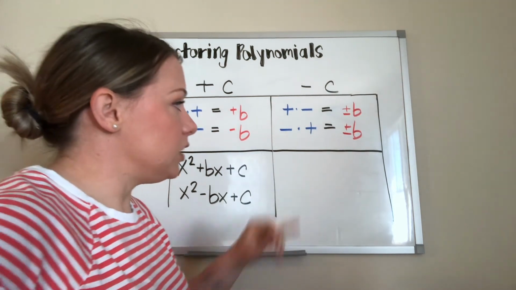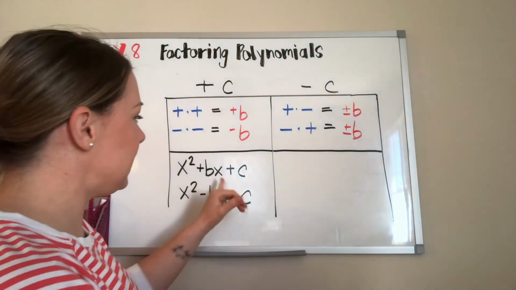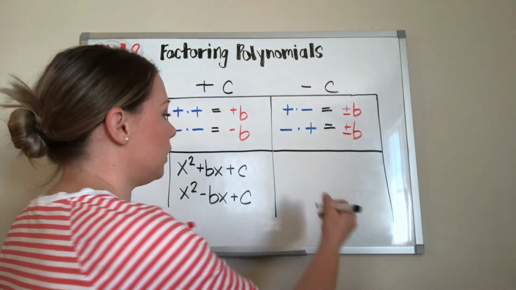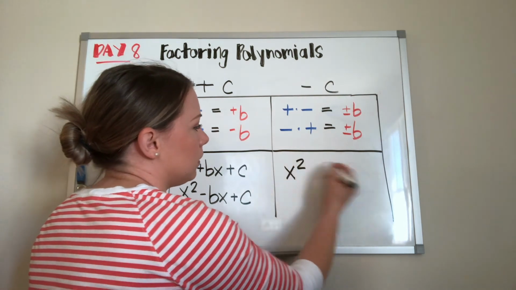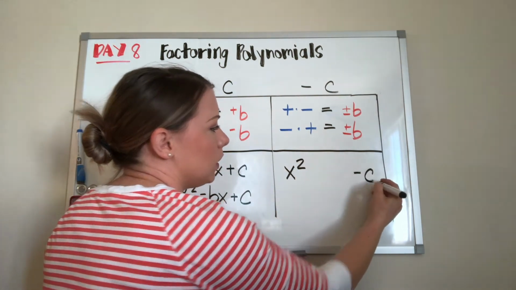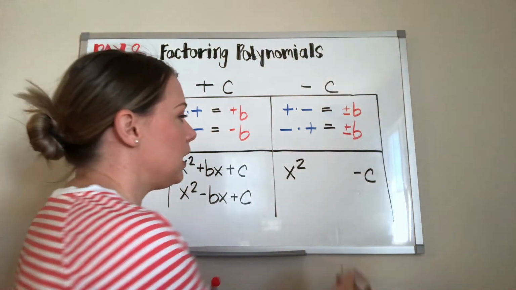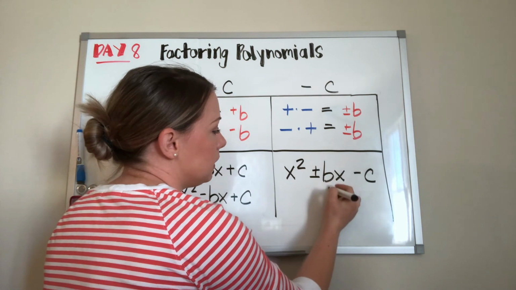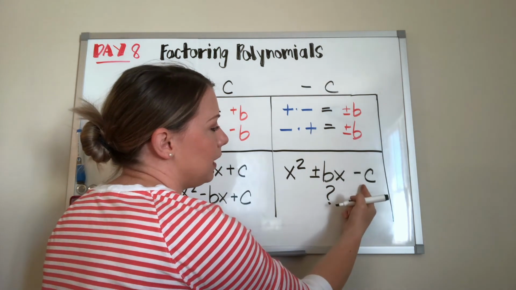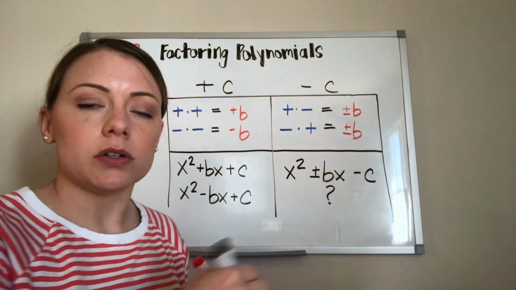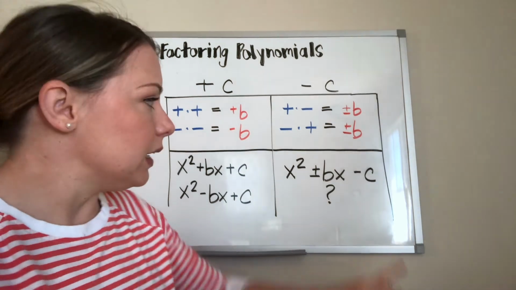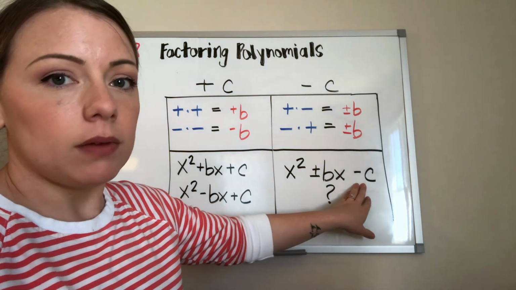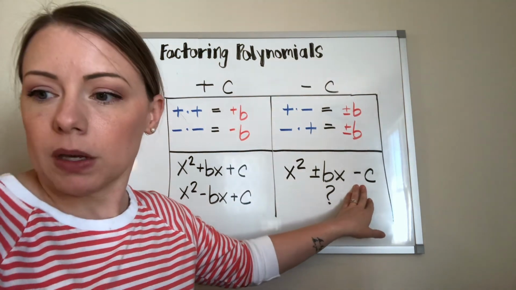All right, so this part right here, I cannot say for certain what B would be. However, what I do know is that my C is going to be negative. This part right here is either positive or negative depending on the setup of those factors. So you could very easily break down your factors. You just have to play around with the positives and negatives here.